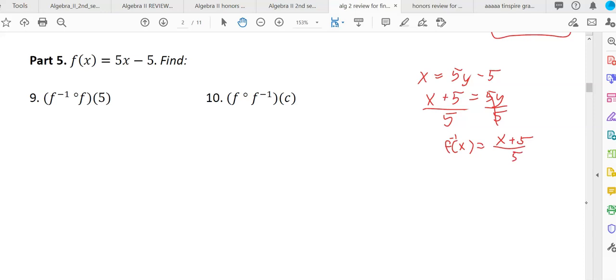Okay, so let's do this. So the inverse of f of 5. Okay, so f of 5 we're doing first.